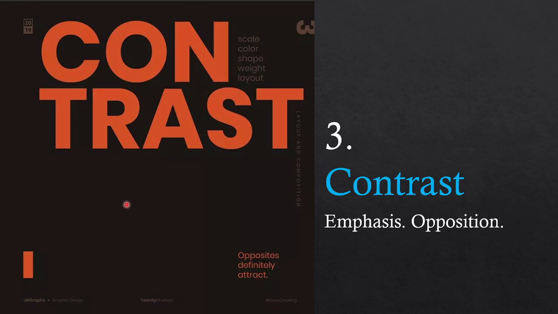What are the things that we have to contrast? Here, we should always contrast scale, size, color, shape, weight. When we say weight, is it thick or thin? The weight of elements like text, font, and then layout. So again, the purpose of contrast is for us to give emphasis so it is clearer and to give a position of the idea.